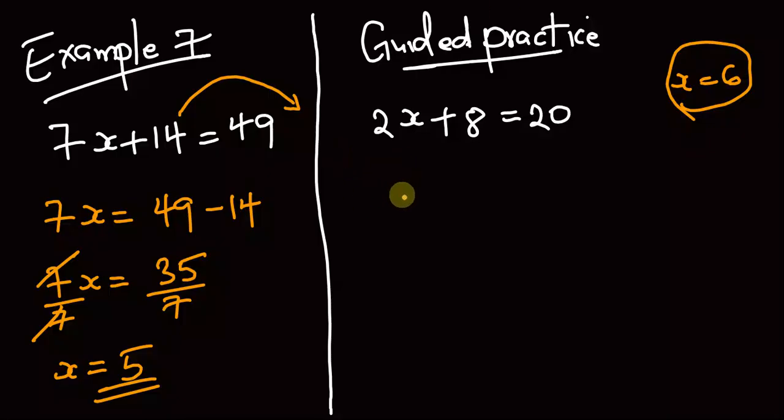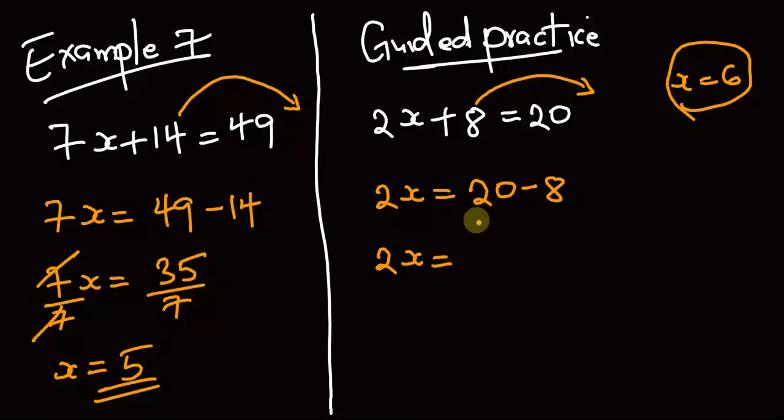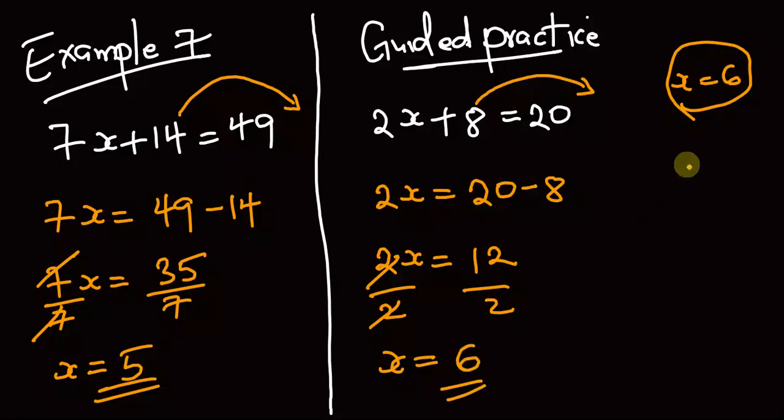Okay, let's work it out together now. 2x is equal to 20. When you take the positive 8 to the other side, it will change sign to minus 8. So, 2x is equal to 20 minus 8, which is 12. Therefore, to get x, we divide both sides by 2. After simplifying, the value of x will be 12 divided by 2, which is 6. So, 6 is our answer.